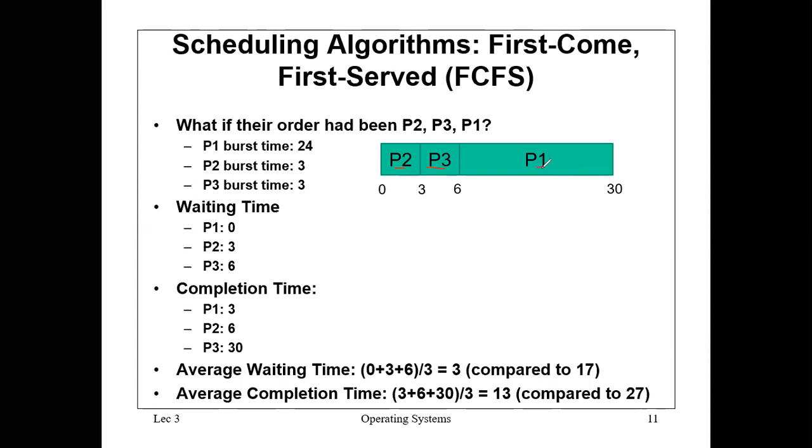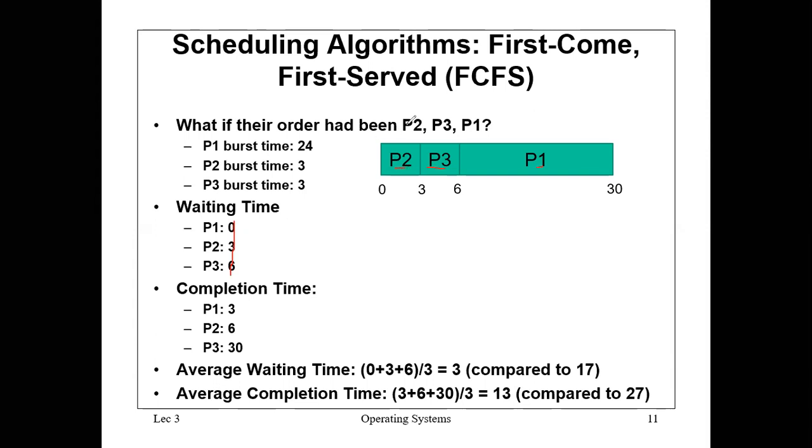So what happens now? You see, the burst time is also the same. For P1 it is 24, P2 is 3, and P3 is 3. For the waiting time, there's a calculation mistake here. So what does waiting time mean? How much time a process has to wait before getting the CPU.